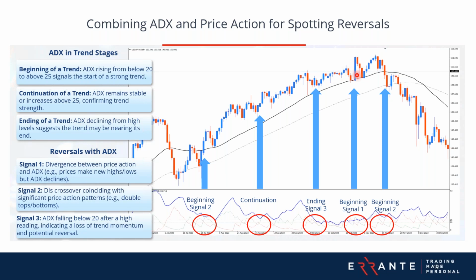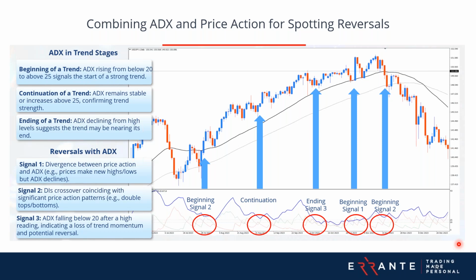So we can use all of this information to generate signals in both ways, as you see, for example, here to enter a new uptrend, or here at the beginning stages of a new downtrend in the market. By understanding how to interpret these signals and combining ADX with price action, we can enhance our ability to spot trend reversals and make more informed trading decisions.